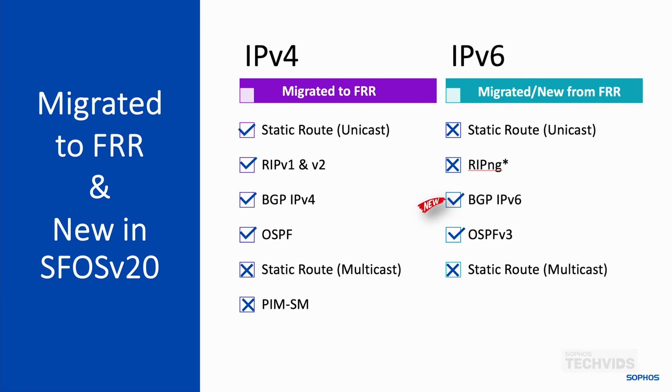As you know, in SFOS v19.5, we introduced a new stacking route, migrated existing routing protocols, and extended support for OSPFv3. In version 20, we're now extending the dynamic routing support for IPv6 in BGP. This is a significant upgrade as BGP is a core routing protocol used in the global internet.